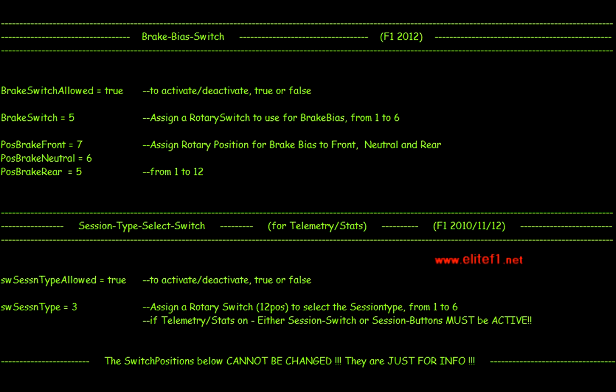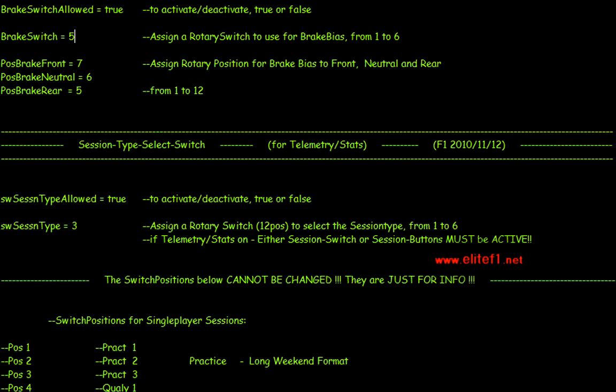Brake bias switch, once more, exactly the same thing. Leave it to true if you want to use it, set it to false if you don't want to use it. If you want to use, for example, rotary switch number 3 for brake bias, put in number 3 here, but I will leave it to 5, as I'm using my rotary switch number 3 for something else already. As well, you can choose the positions where brake to the front, brake to the neutral, and brake to the rear would be.